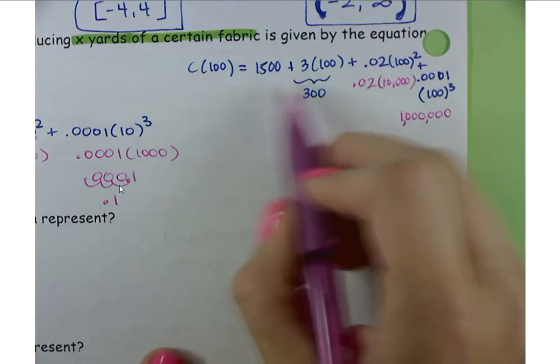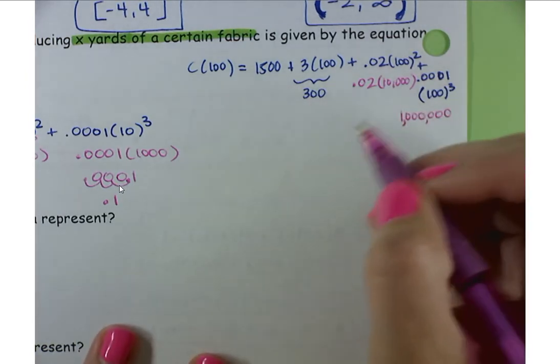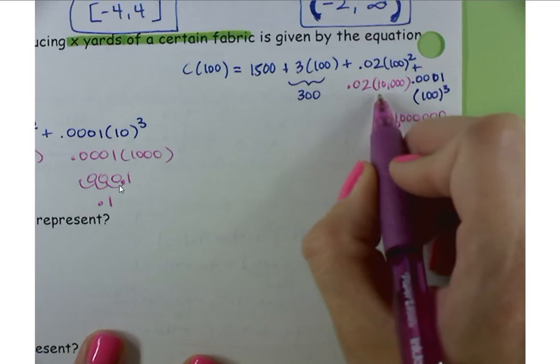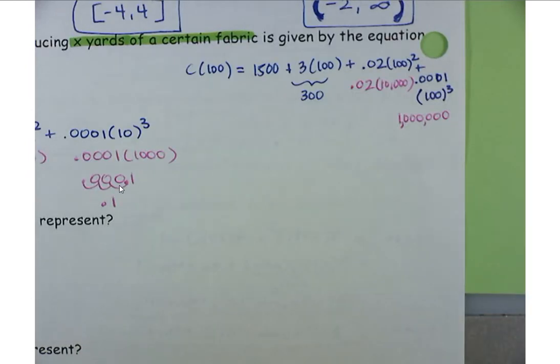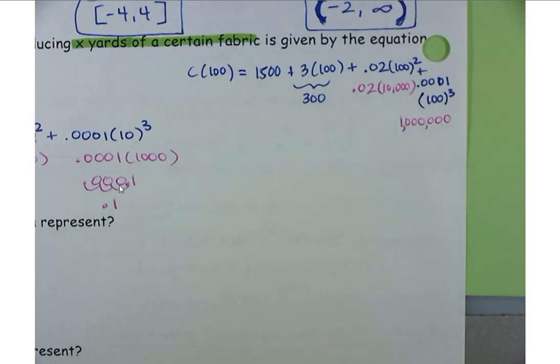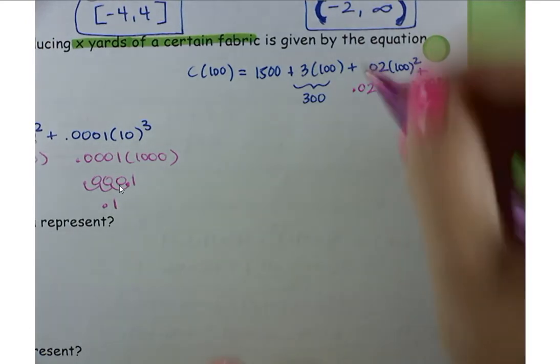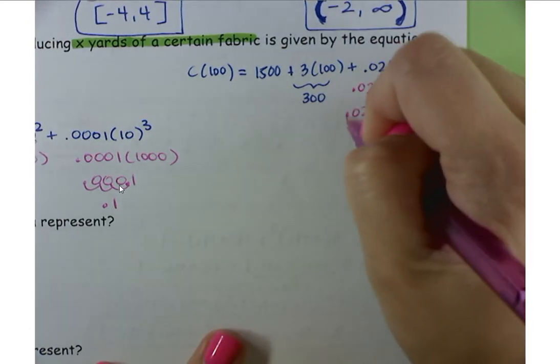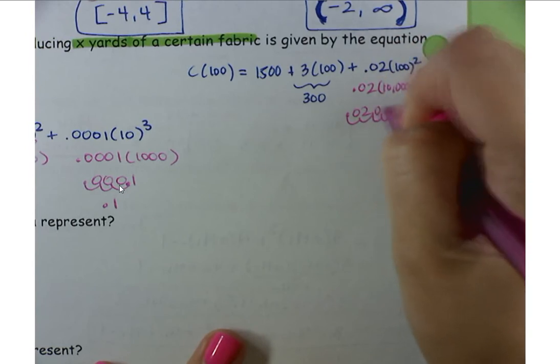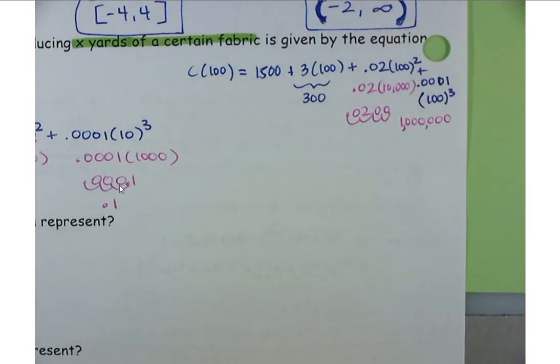So you have 1,500 plus the 300. I have 0.2 times 10,000. So if 100 we move 2 places, 10,000 we're going to move how many places? 4, right? So 1, 2, 3, 4. So that would be what number? 200.